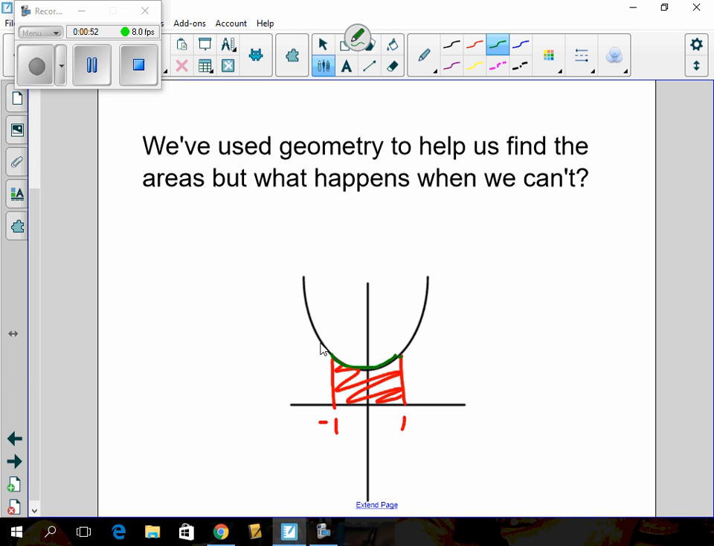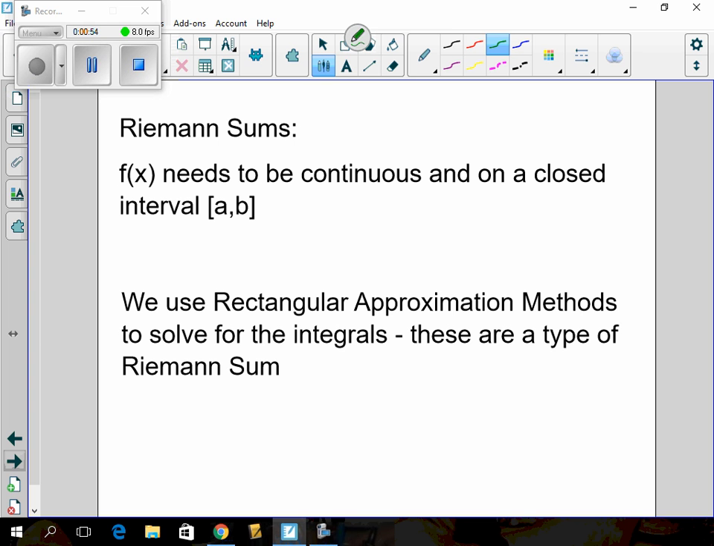So today we're going to be using these things called Riemann sums. And Riemann sums are just another way to find the area underneath any given curve. But in order to use these Riemann sums, f of x has to be continuous, and it also has to be on a closed interval from a to b. We're going to use what's called the rectangular approximation method. Basically it's a special kind of Riemann sum where we use a bunch of tiny rectangles to best get the area underneath the curve.